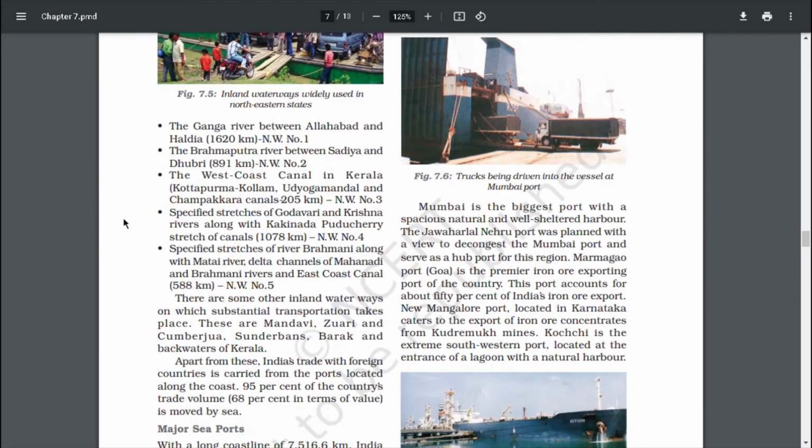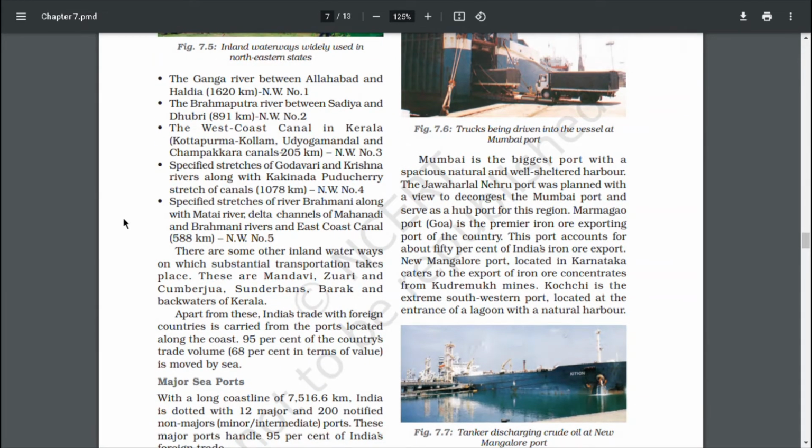The Ganga River between Allahabad and Haldia, 1620 km, National Waterway Number 1. The Brahmaputra River between Sadia and Dhubri, 891 km, National Waterway Number 2. The West Coast Canal in Kerala, Kottapuram, Kollam, Udyogamandal, and Champakara canals, 205 km, National Waterway Number 3.